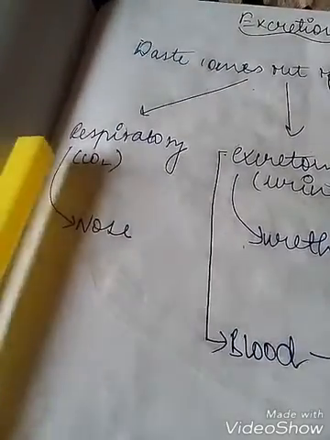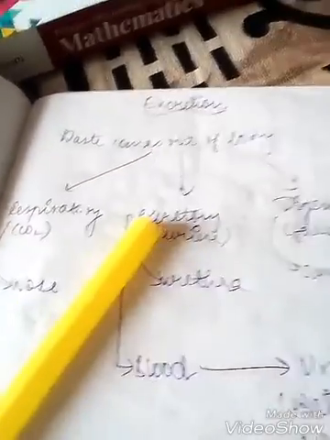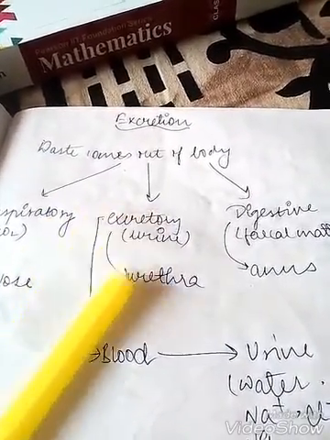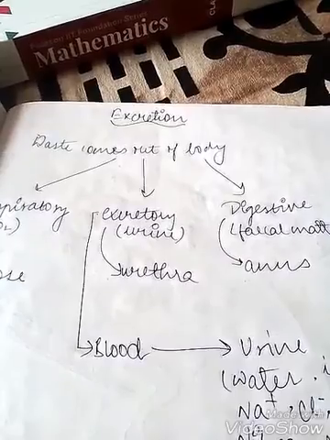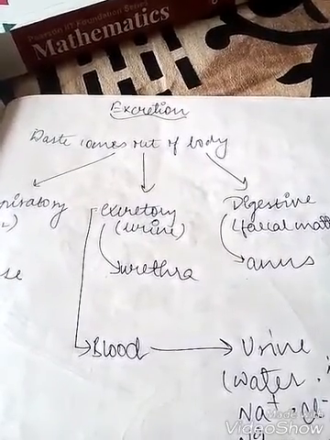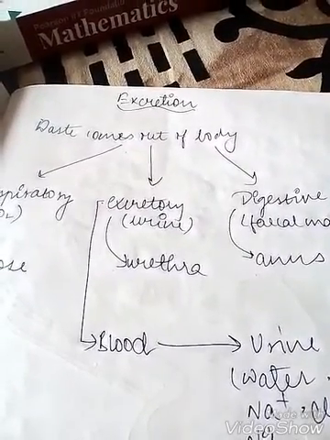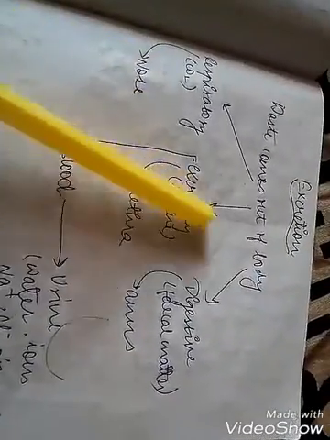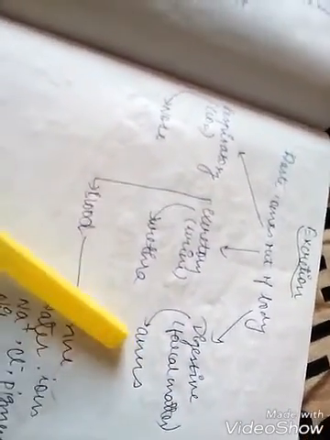Respiratory waste is CO2, as we all know. It comes out from the nose. Now, excretory waste is urine, which comes out from the urethra, we all know. The excretory products come from blood. You can say that the excretory product in humans is taken away from blood. There is one more waste, which is digestive, the fecal matter, which comes out from the anus, we all know.